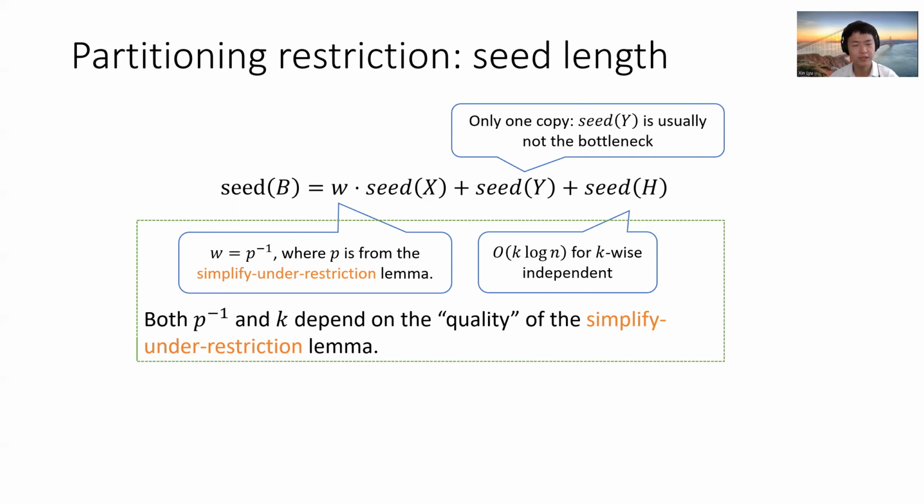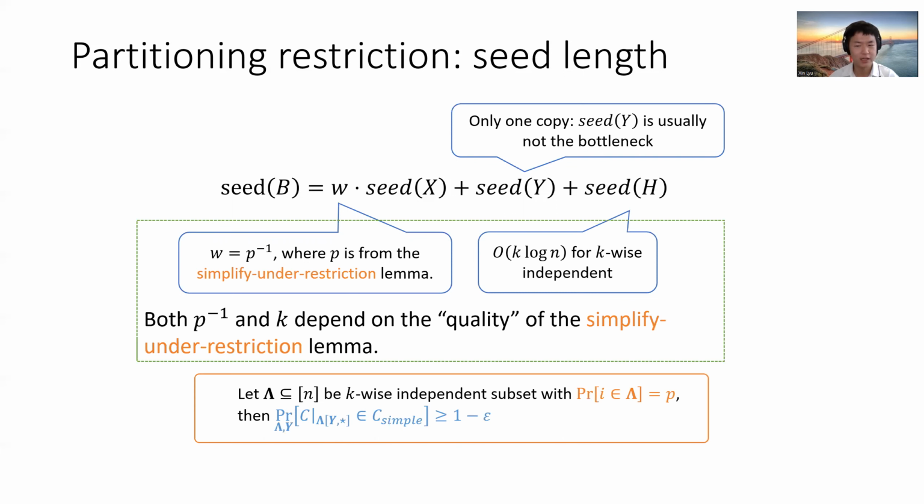So both 1 over p and k depend on the quality of the lemma. By this, we mean the following. Recall the statement of the lemma. In this lemma, if we can make k smaller or make this p larger, and the resulting probability lower bound still holds, then potentially we can reduce the seed length of the PRG. We also remark that the first term, that is W times the seed of x, is usually the dominating term.